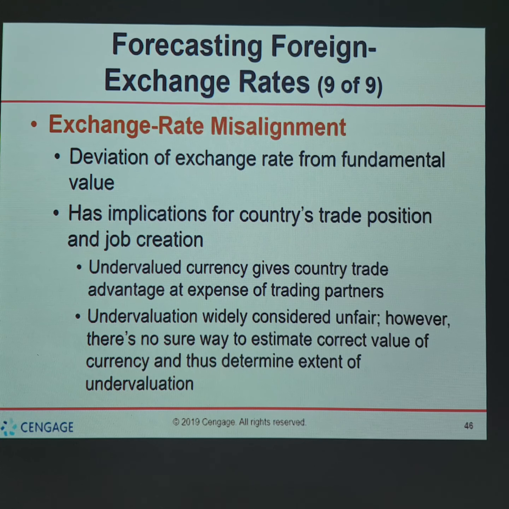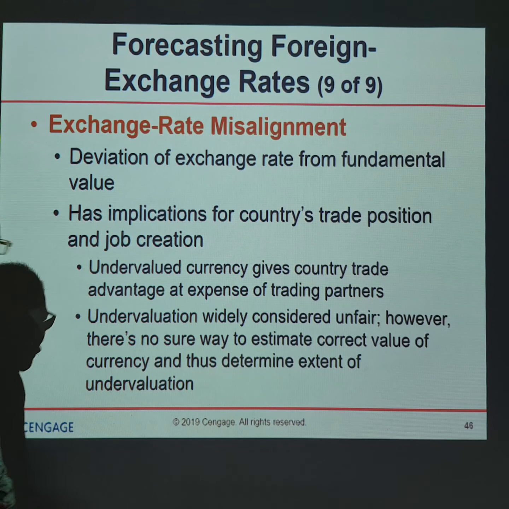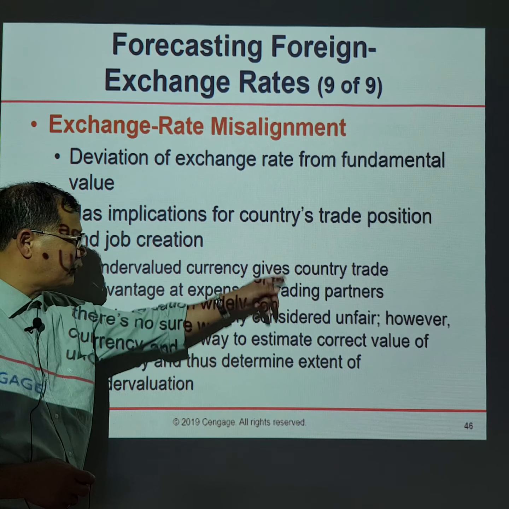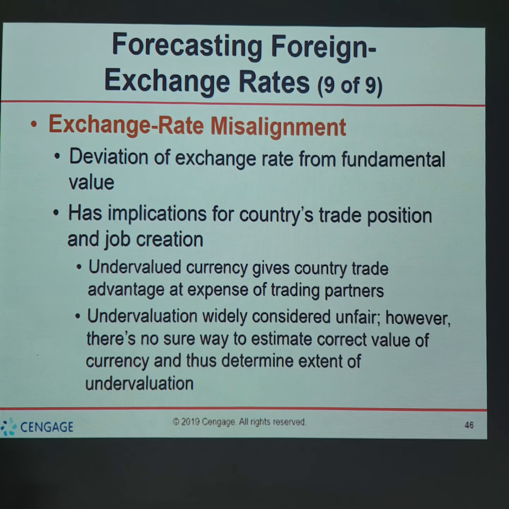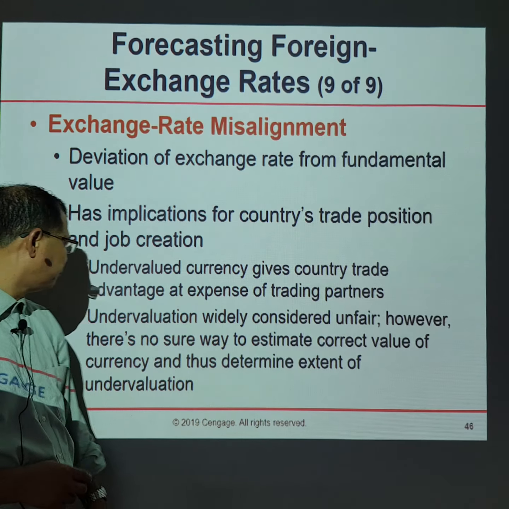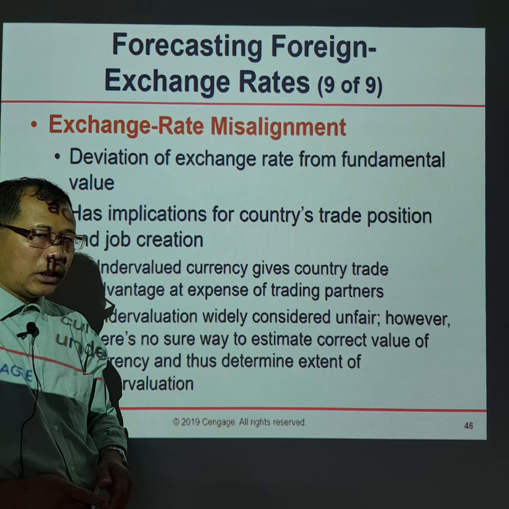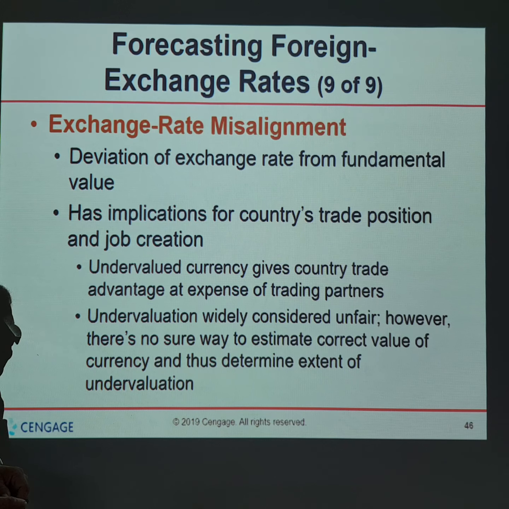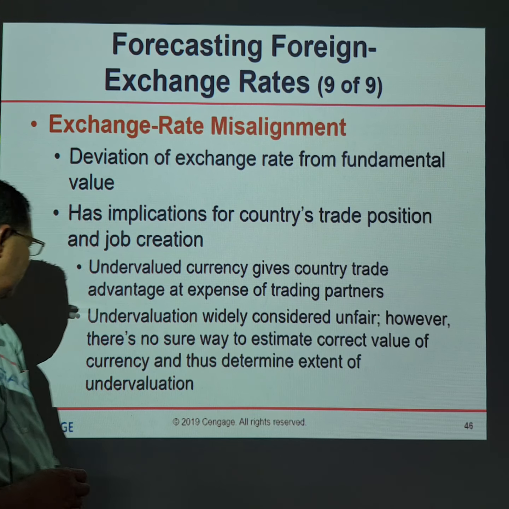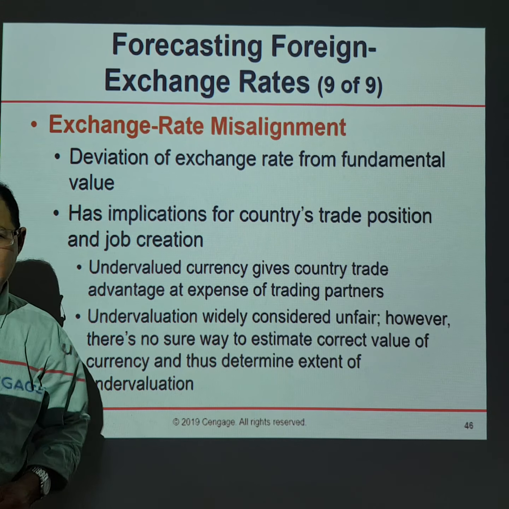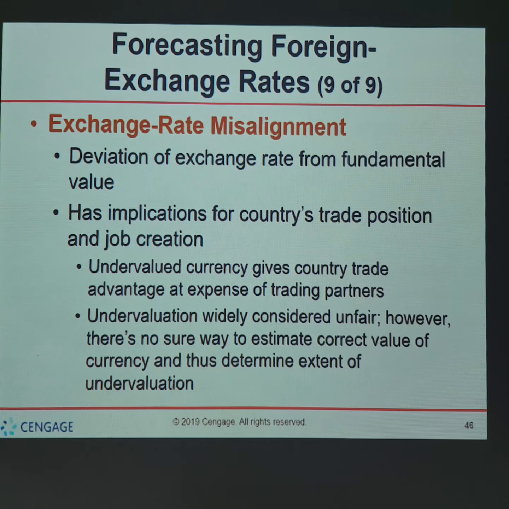Exchange rate misalignment, the deviation of the exchange rate from its fundamental value, has implications for countries' trade positions and job creation. An undervalued currency gives the country a trade advantage at the expense of its trading partners. Undervaluation is widely considered unfair. However, there is no sure way to estimate the correct value of a currency and thus determine the extent of undervaluation. And that's it.